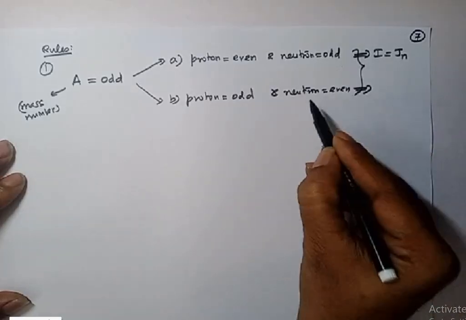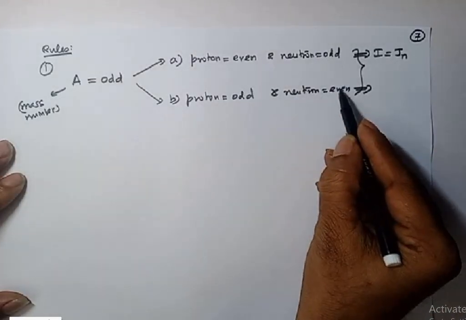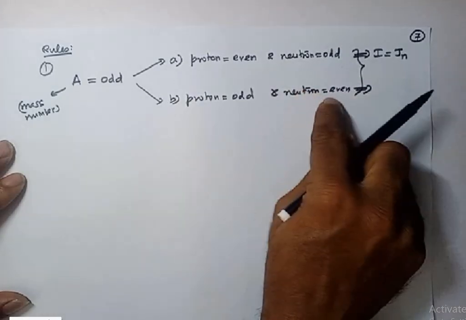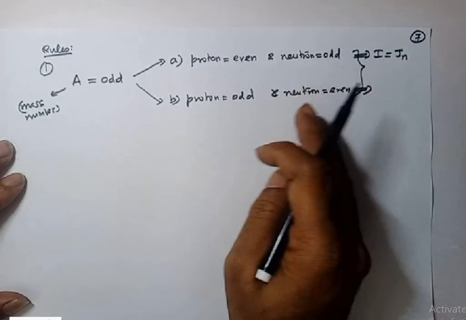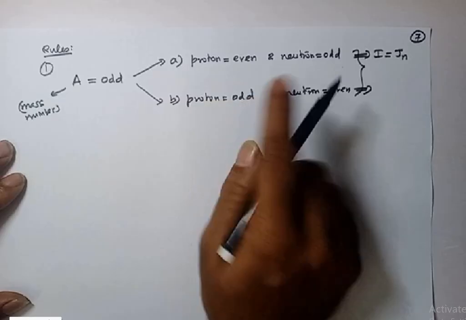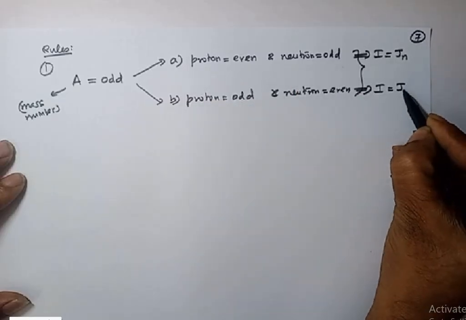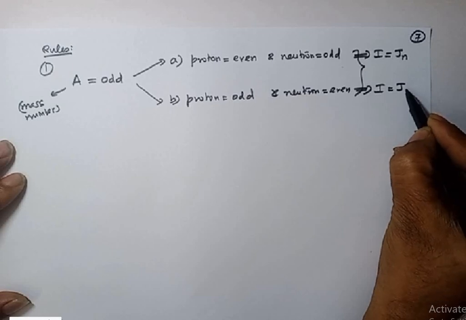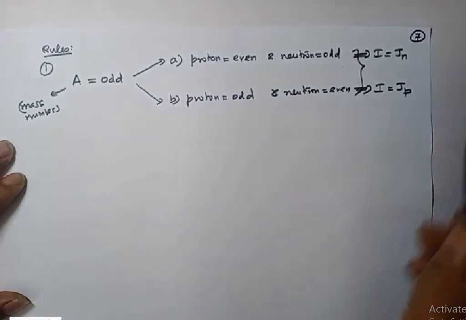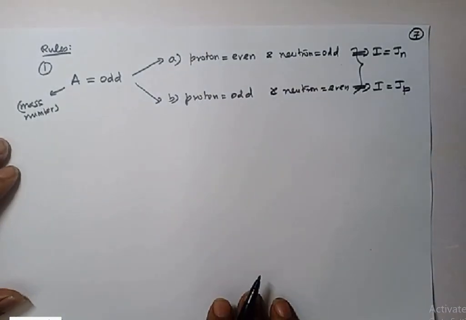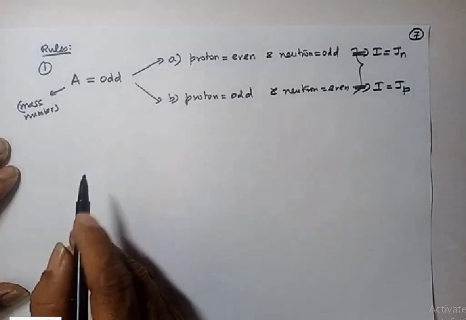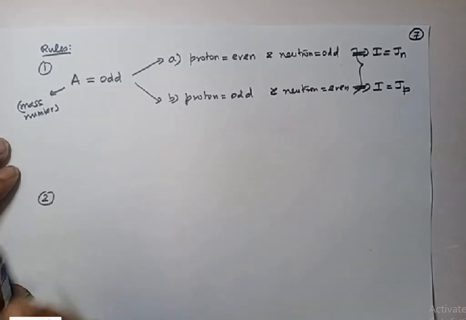For this one, see, the neutron number is even. So, you should not consider the neutron because neutrons get paired up. They cancel. Whereas the proton is an odd number. Therefore, in this case, I is equal to the total angular momentum of the proton, which we should consider.